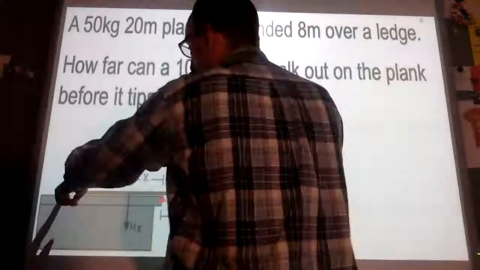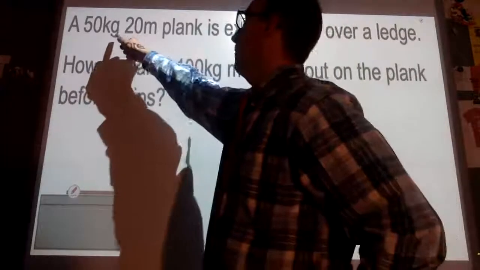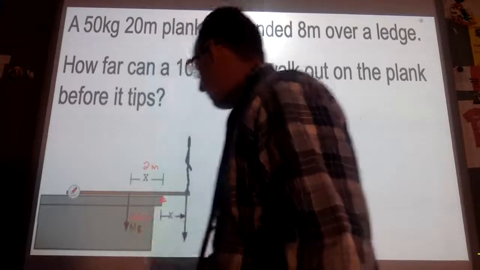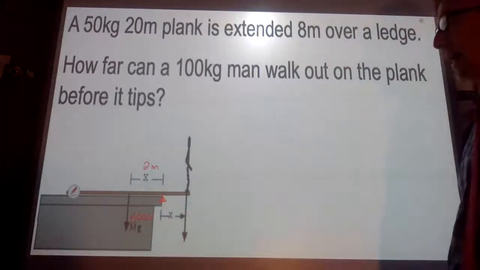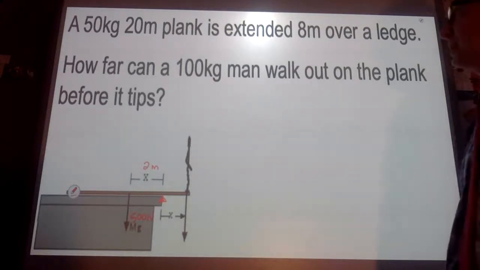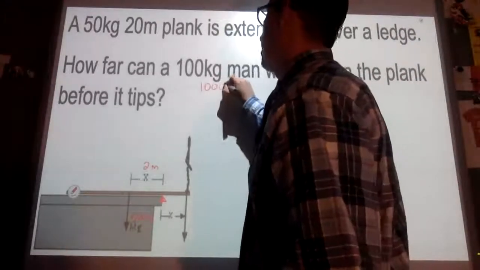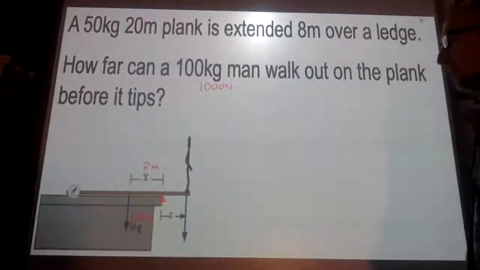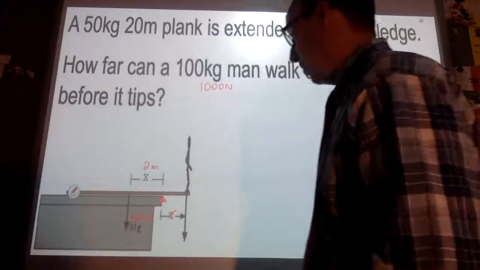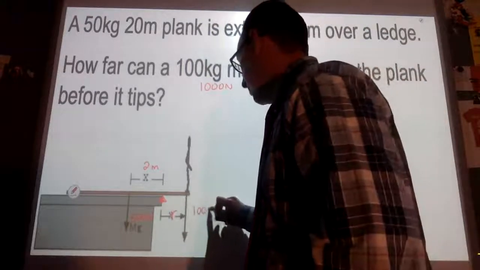So if the whole thing's 20 meters, and I'm saying all of the weight is acting there, a 50 kilogram plank is going to be 500 newtons acting at that point. That's 2 meters away from the fulcrum that I picked. How far can a 100 kilogram man, so a 1,000 Newton man, walk out on the plank before it tips? I want to know what this distance is, which we would call R. His force is going to be 1,000 newtons.